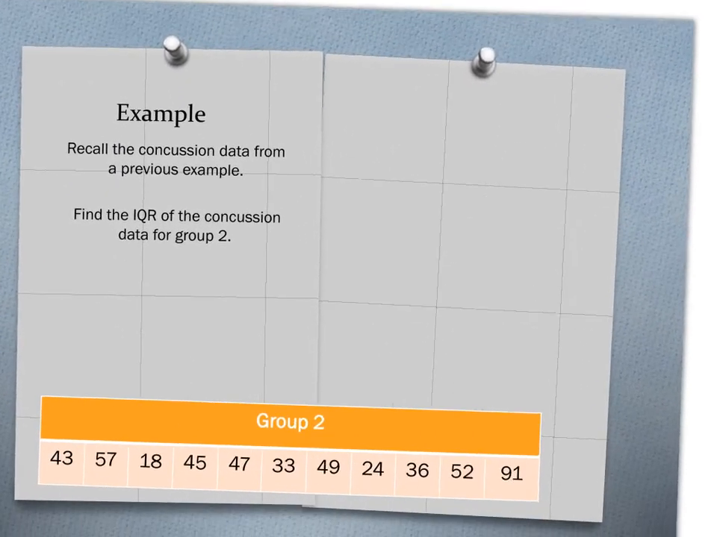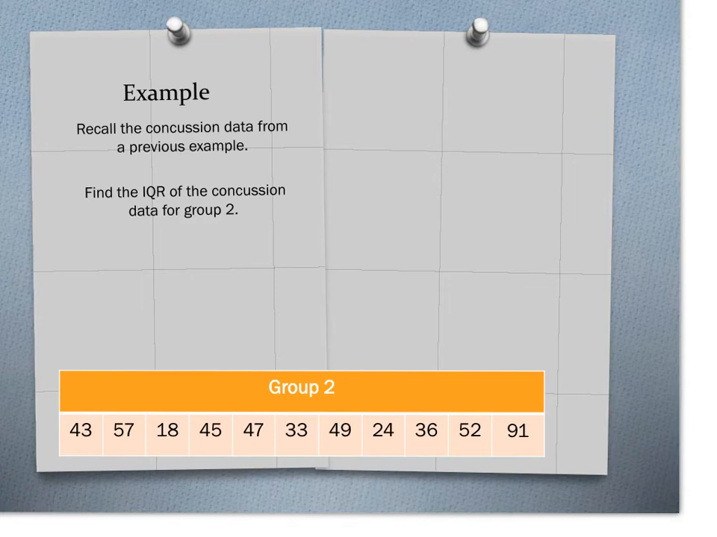In this example, recall the concussion data from the previous example. We want to find the IQR for the group 2 data. Again, make sure your data is ordered. We need to go ahead and order our data here because this data is not ordered. So in order, here's what we're going to get.